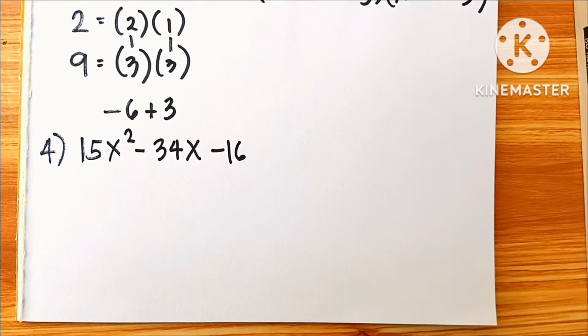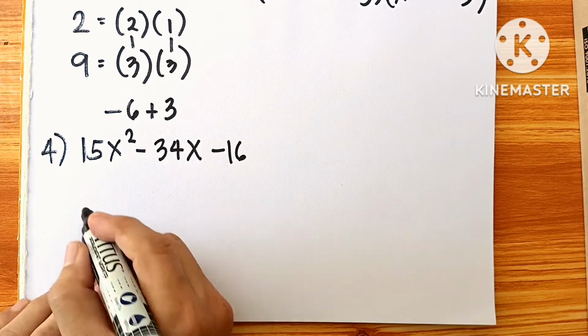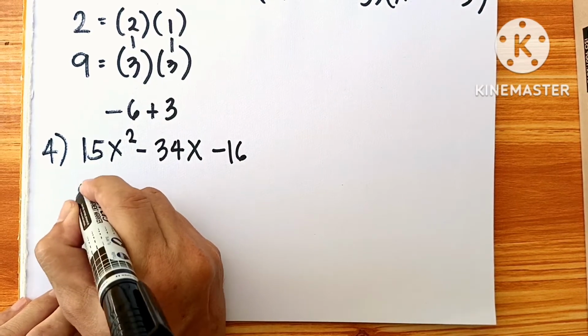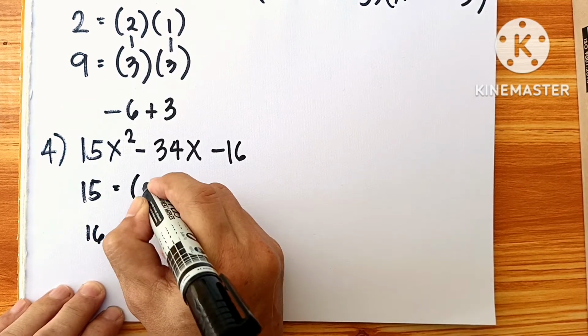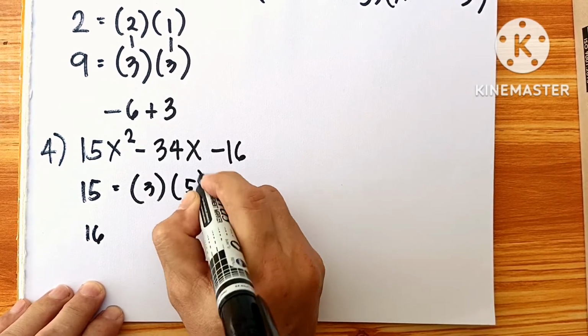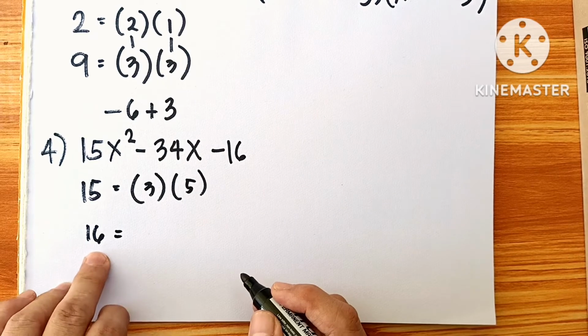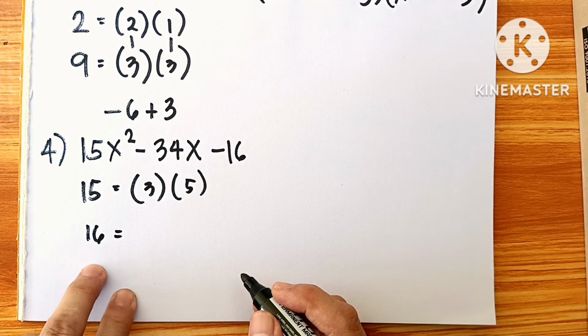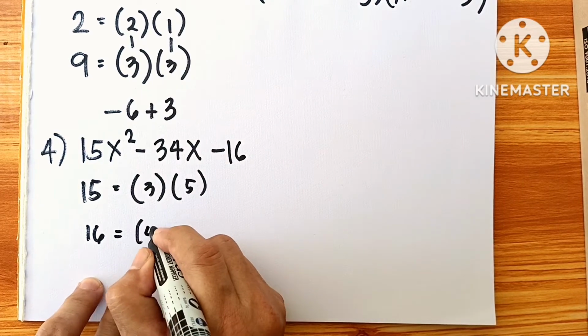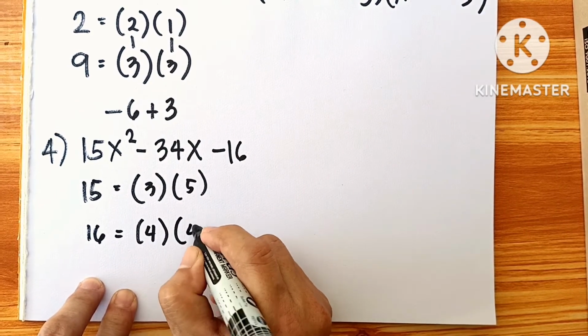Number 4, 15x squared minus 34x minus 16. Again, take the leading coefficient 15 and 16. Factors of 15, we have 3 and 5. Now, for 16, we have several factors, no? It can be 4 and 4, it can be 8 and 2, it can be 16 and 1. Now, let's try 4 and 4, no? And let's see if we can get the right combination.